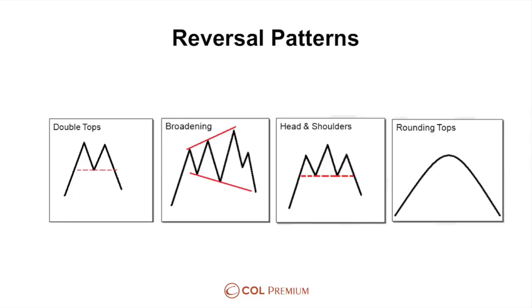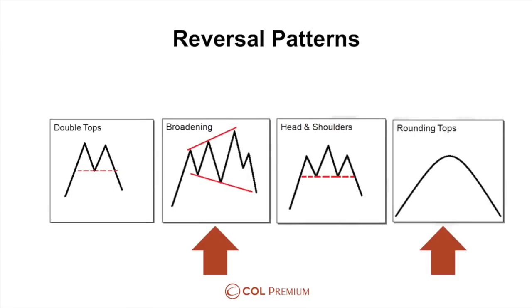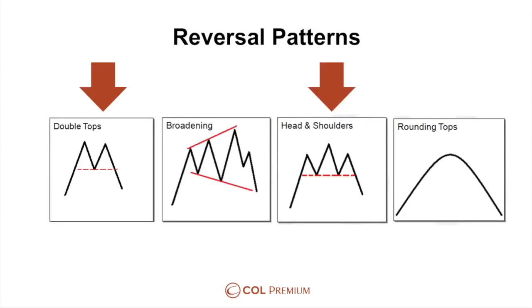Now, the lower two, broadening megaphones and rounding tops, are minority reversal patterns, meaning they happen very rarely. 90% of all reversal patterns are actually the top two over here, which are double tops and head and shoulders. Now, can you guys give examples of maybe issues that have possibly reversed?